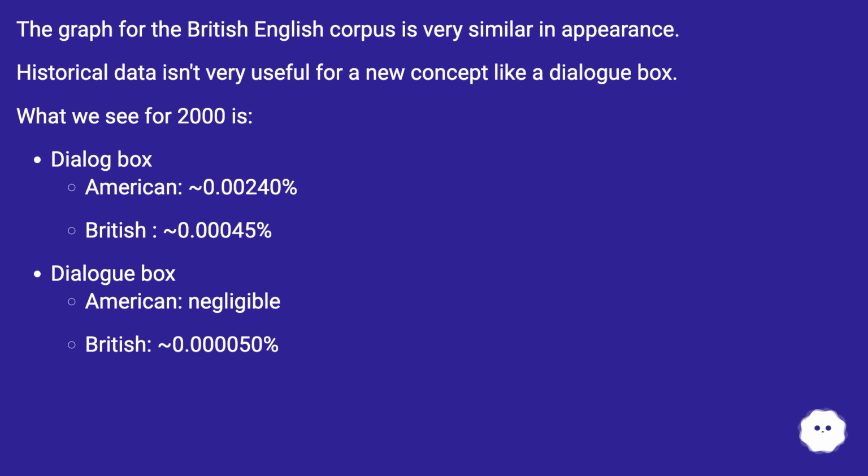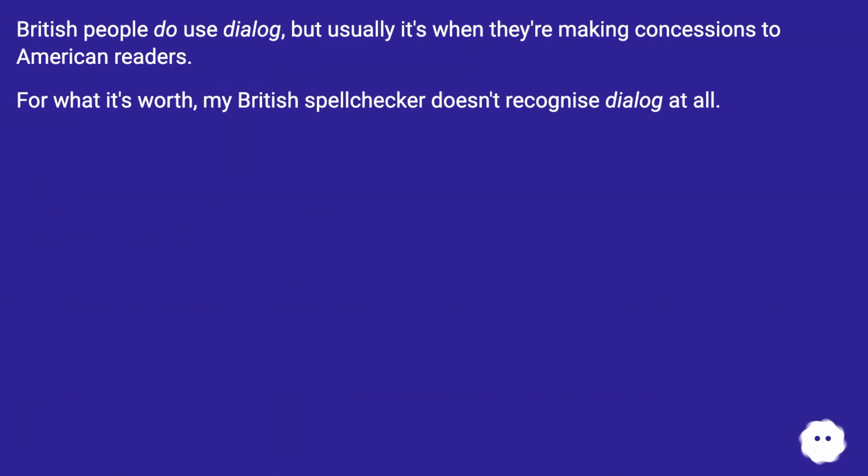American 0.00240%. British 0.00045%. Dialog box: American negligible. British 0.00050%. British people do use dialogue, but usually it's when they're making concessions to American readers. For what it's worth, my British spell checker doesn't recognize dialog at all.